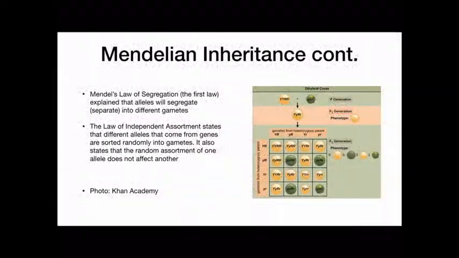The next vocab word is Mendel's law of segregation, which is his first law of 3. This law explains that alleles will segregate or separate into different gametes. The next law is the law of independent assortment, and it states that different alleles that come from genes are sorted randomly into gametes. It also states that random assortment of one allele does not affect another. This photo is by Khan Academy.